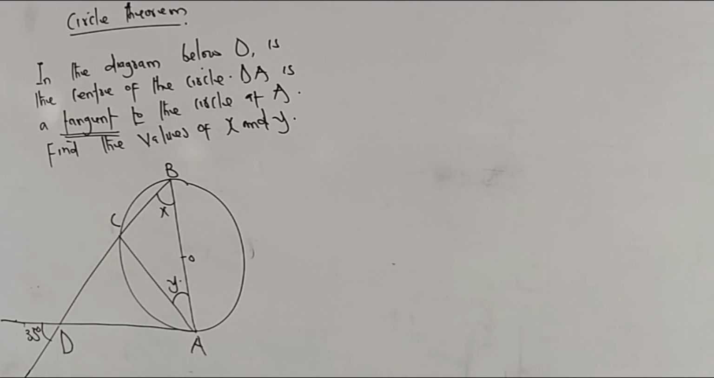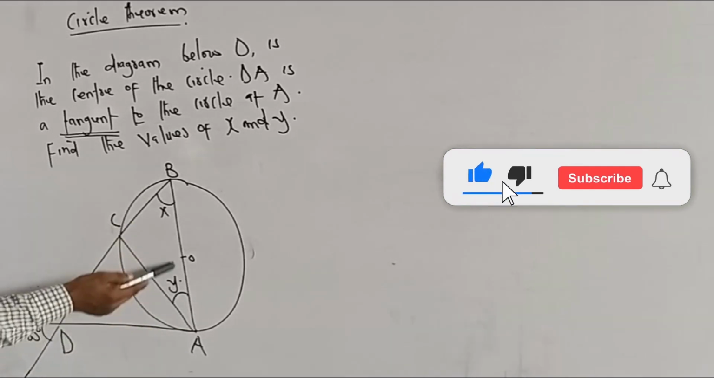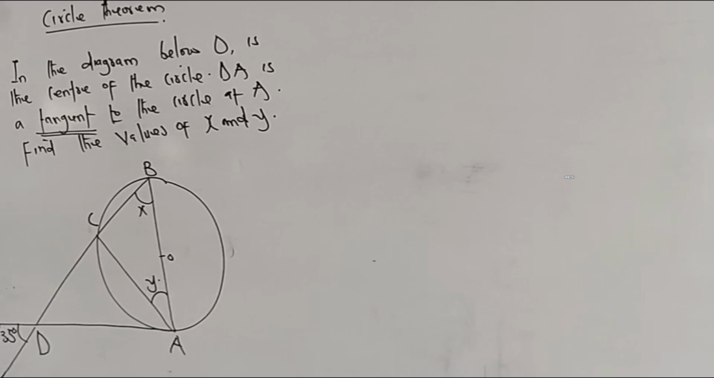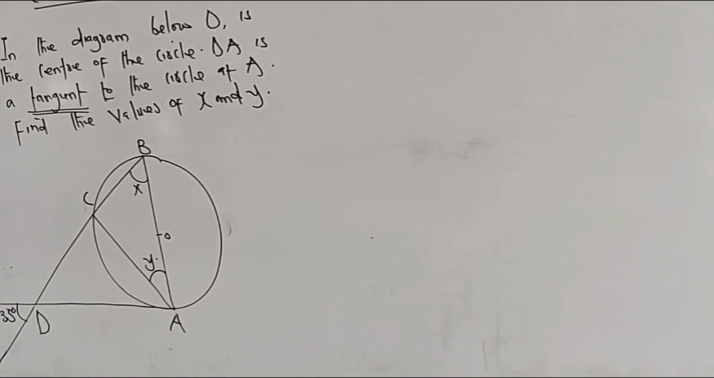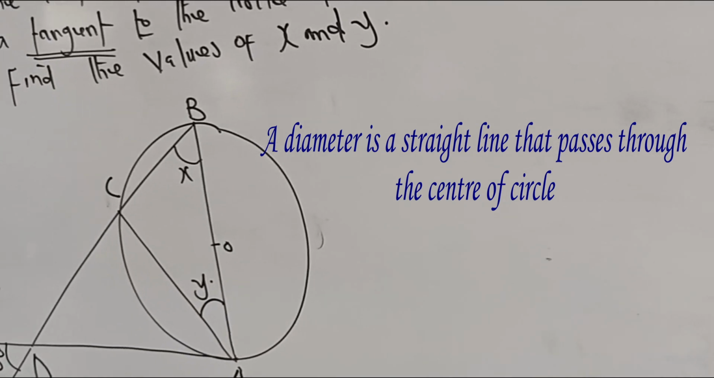It's a straight line that touches the circle at a point. So with that, let's analyze what we have from this figure. It is very good to analyze before you think of solving. Now, if you look at the line BA, it passes through the center of the circle. So what does that make BA? It makes BA a diameter. A diameter is a straight line that passes through the center of a circle.